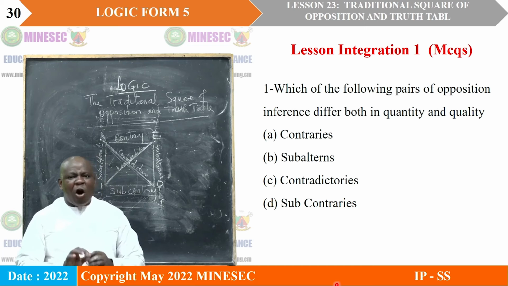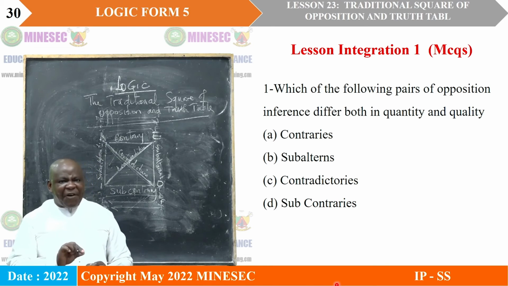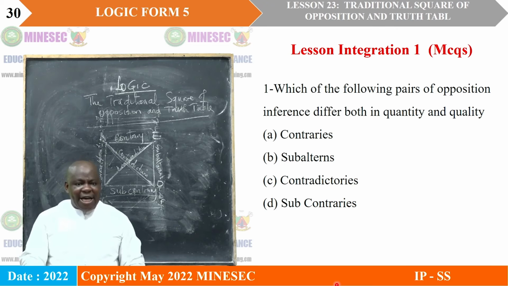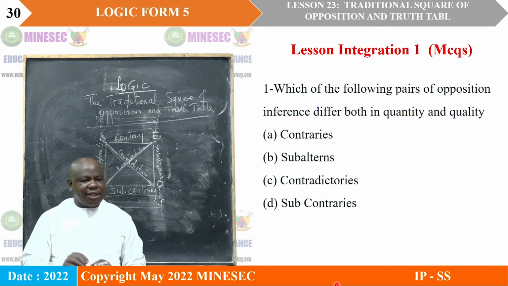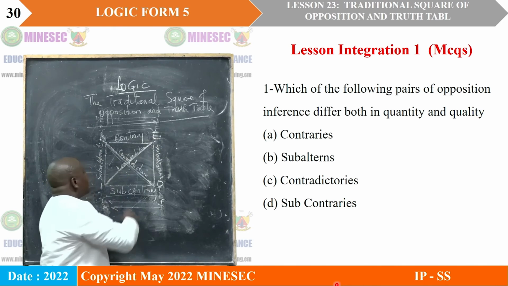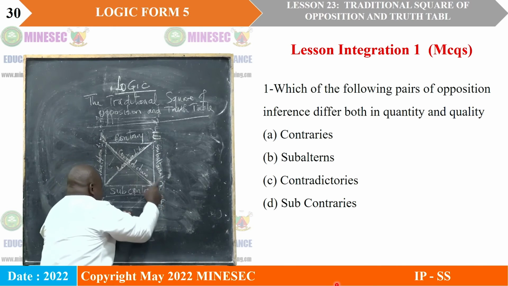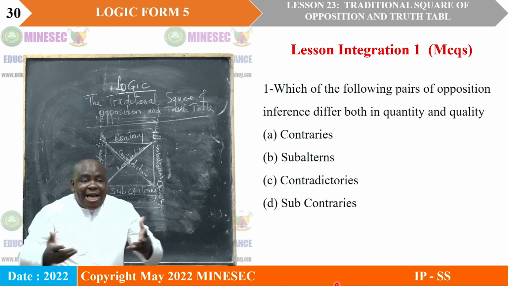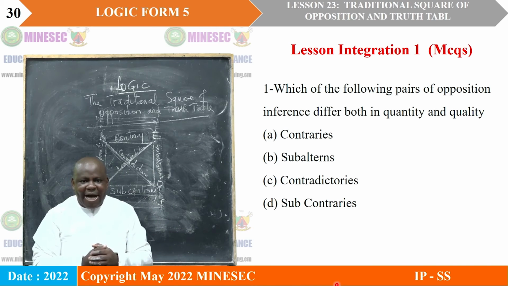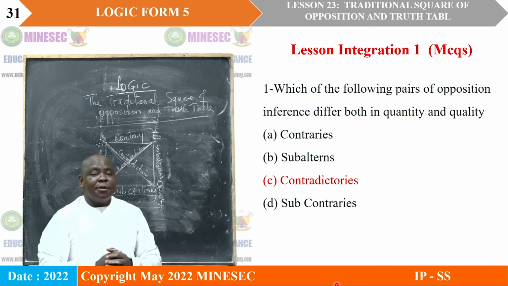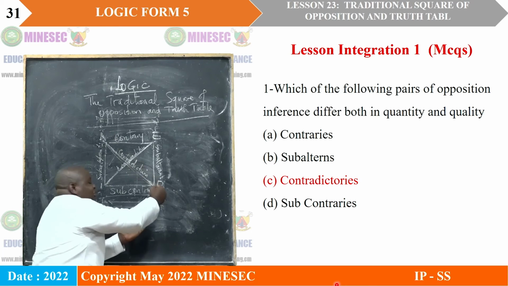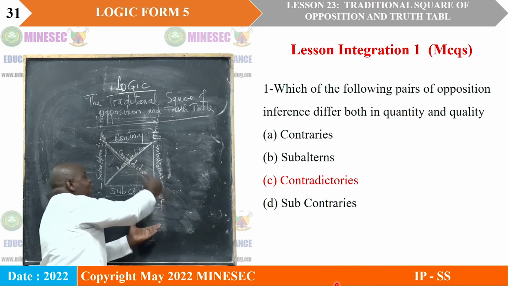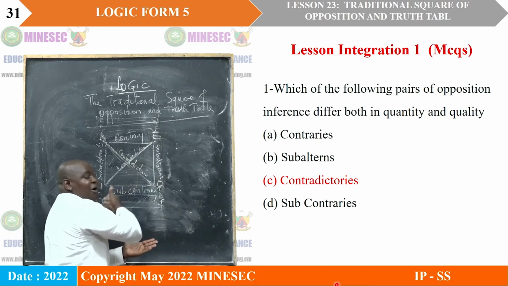Which of the following pairs of opposition differ in both quantity and in quality? A. Contraries. B. Subalternations. C. Contradictories. And D. Subcontraries. So which of them differ in both quantity and in quality? Yes, you see that the correct answer should be contradictories. A contradictory pair of propositions have the same subject and the same predicate term, but they differ in both quantity and quality.